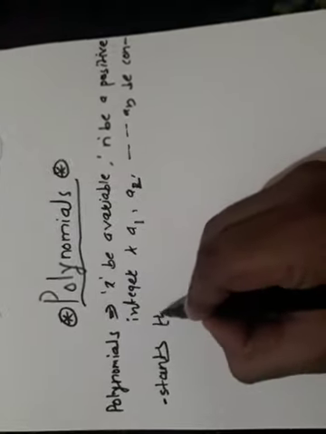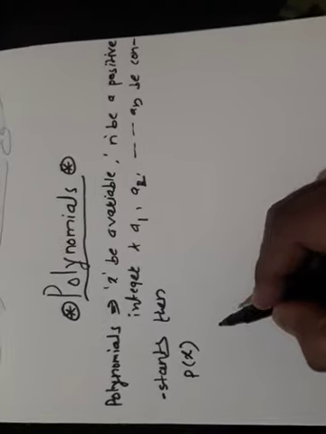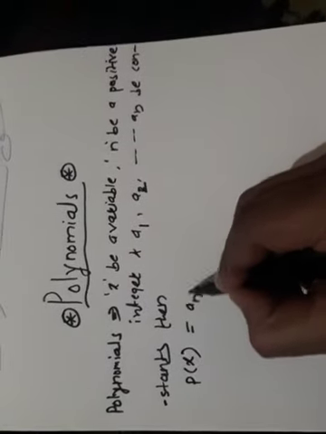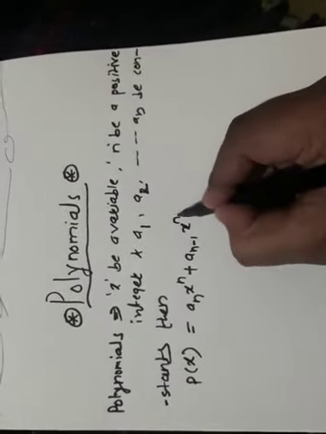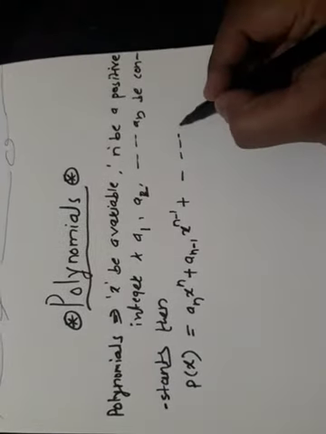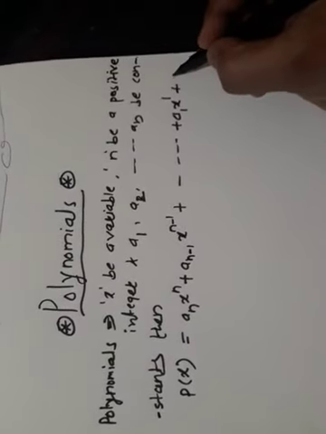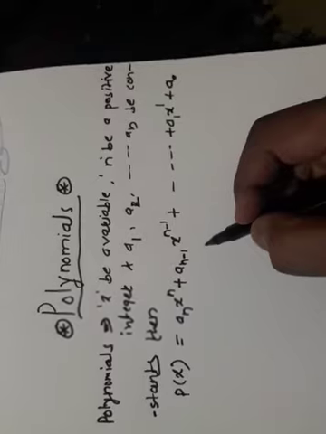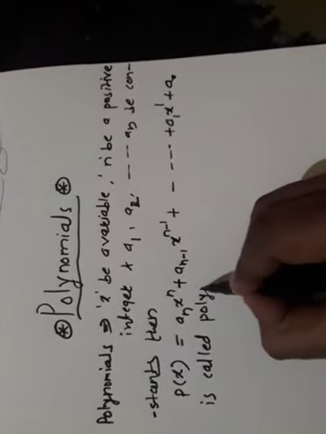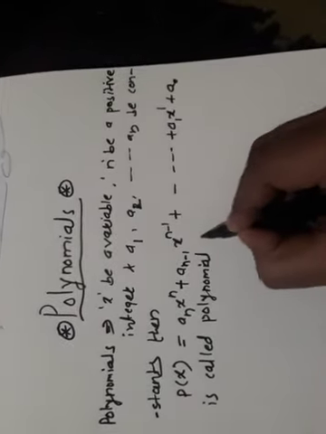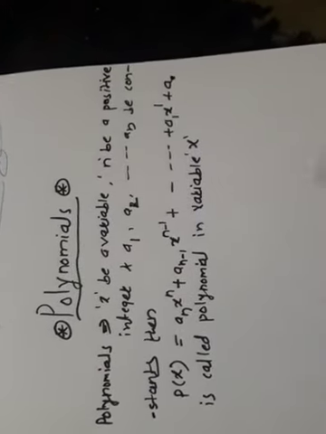Then polynomial P(x) is written as an x^n + a(n-1) x^(n-1) + ... + a1 x^1 + a0, which is called a polynomial in variable x. Do you understand what I have written?